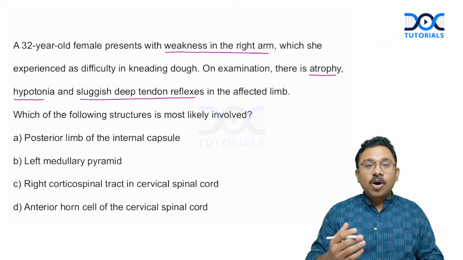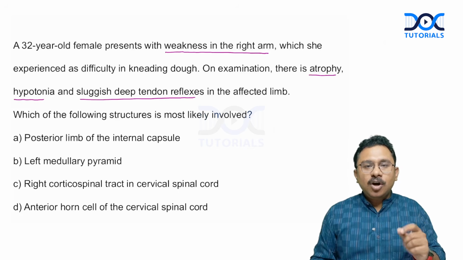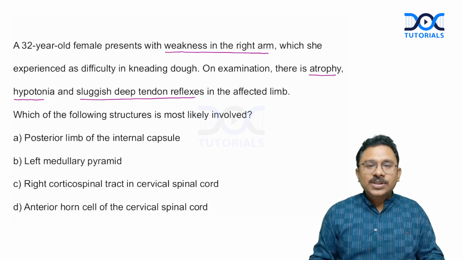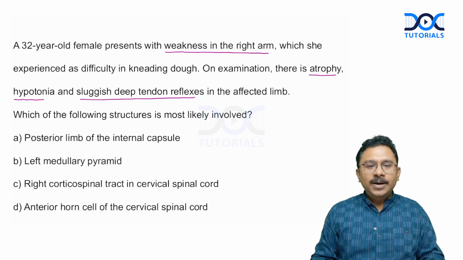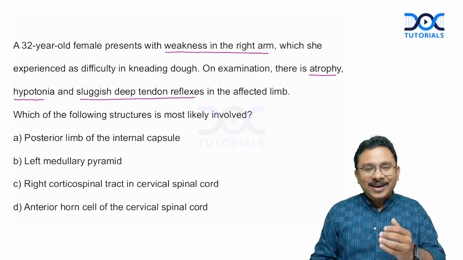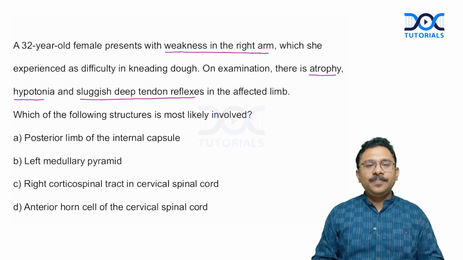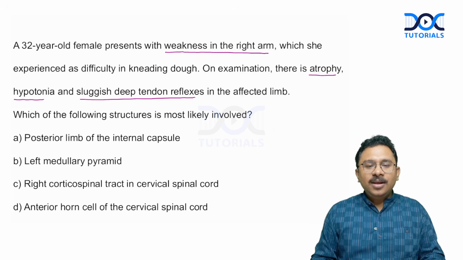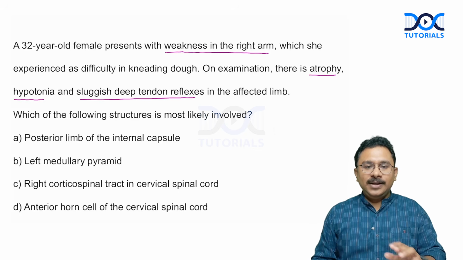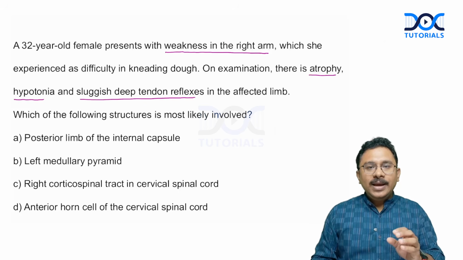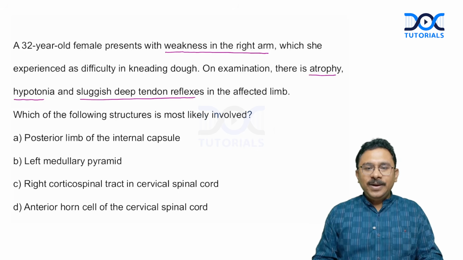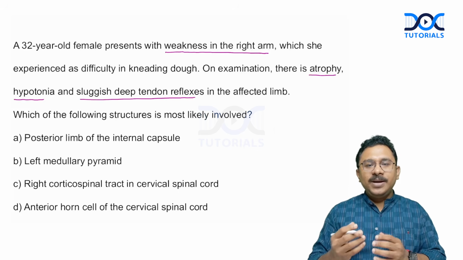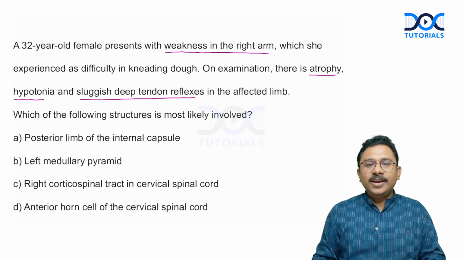The question is not about the diagnosis, but which of the following structures is most likely involved. What are the options? Posterior limb of internal capsule, left medullary pyramid, the right corticospinal tract in the cervical spinal cord, and option D, the anterior horn cells of the cervical spinal cord. Now, coming to the anatomical localization of the neurological deficit, we all know that the patient has weakness involving the right upper limb.